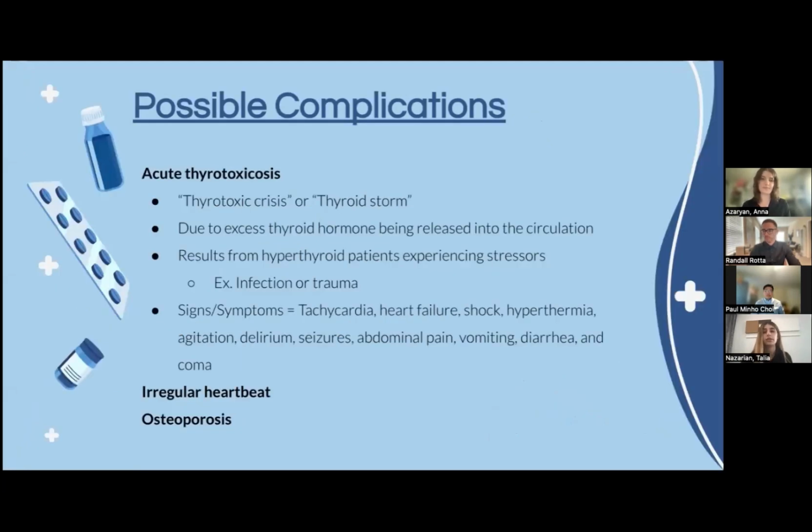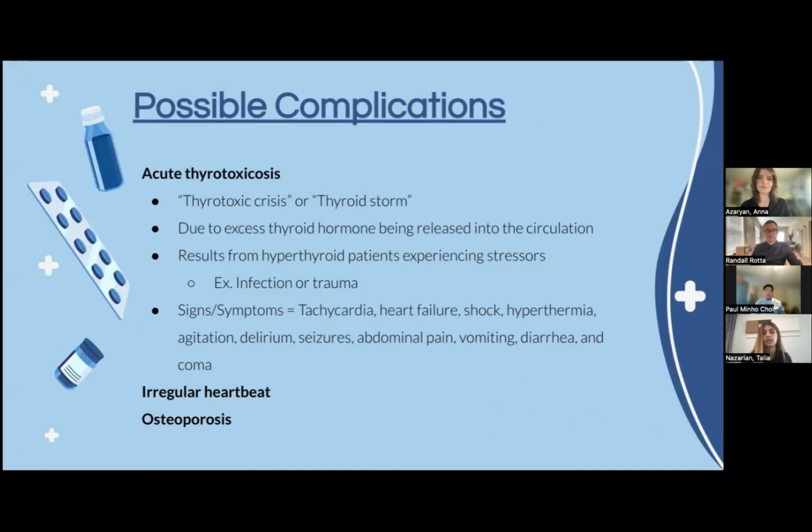A major complication of hyperthyroidism is acute thyrotoxicosis. This is also known as thyrotoxic crisis or a thyroid storm. It is due to the excess thyroid hormone being released into the circulation, which may result from hyperthyroid patients experiencing stressors such as infection and trauma.